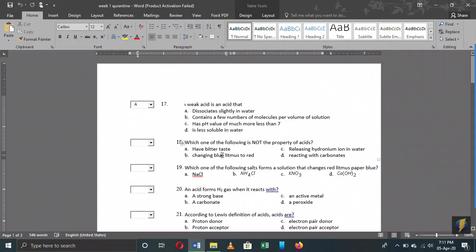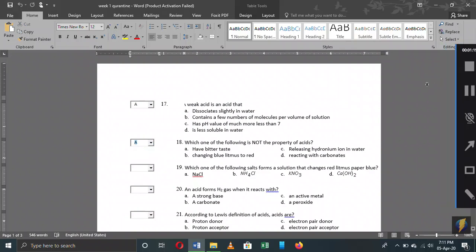Now question number 18. Which one of the following is not the property of acids? We already know the answer. It was a quite easy one. All of these, B, C and D, are the properties of acid, but we know that acid has a sour taste, not a bitter one. The bases have a bitter taste. So again the answer is A.